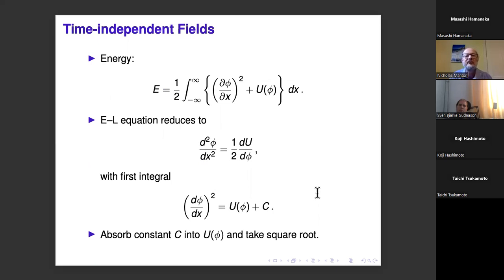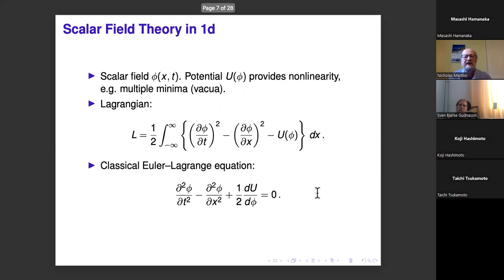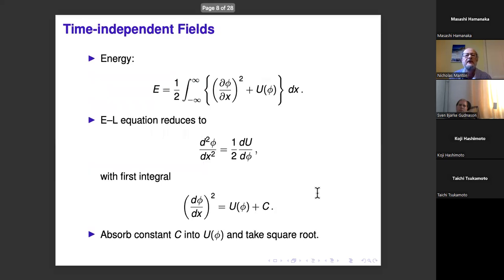And for that, we don't need the full equations. We just look at the energy, which involves the gradient squared and the potential. And the signs have flipped because it's the energy. So in the Lagrangian, both of them had minus signs. Oh, I should mention this Lagrangian is relativistically invariant in 1+1 dimensions. When we look at static solutions, we will have suppressed the relativistic invariance. So here's the energy with the gradient term and the potential term.